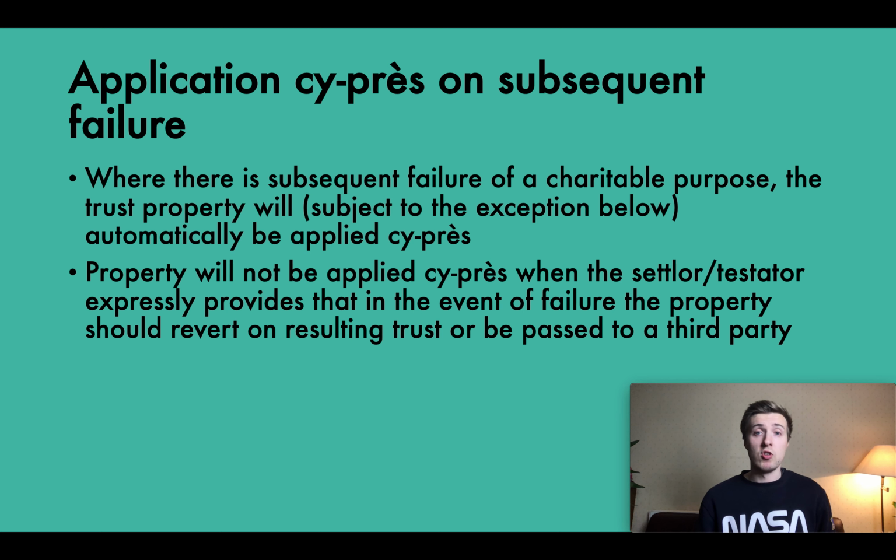So what is the application of the Cy-près Doctrine on subsequent failure? Where there is subsequent failure of a charitable purpose, the trust property will, subject to the exception below, automatically be applied Cy-près. So they do not look for a general charitable intent like they do when there is initial failure. Property will not be applied Cy-près when the settlor or testator expressly provides that in the event of failure, the property should revert on resulting trust or be passed to a third party. So this is one small qualification to automatic application of the Cy-près Doctrine on subsequent failure.